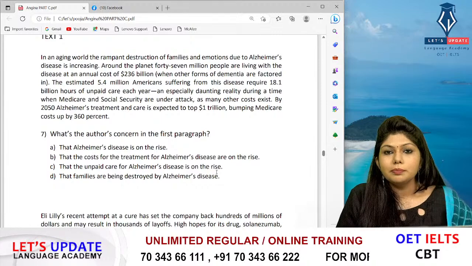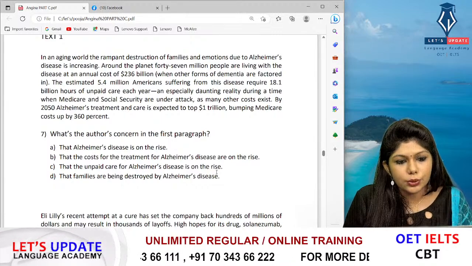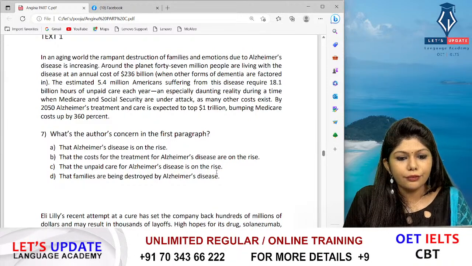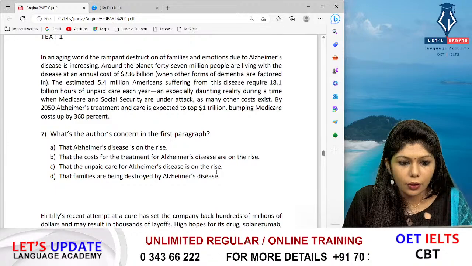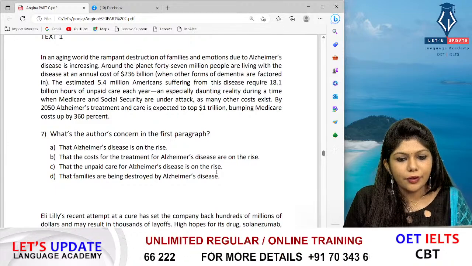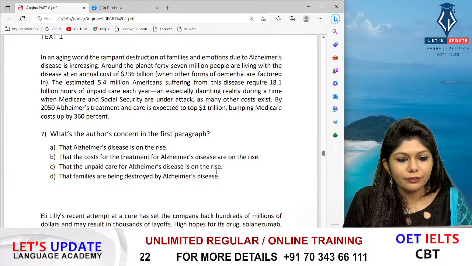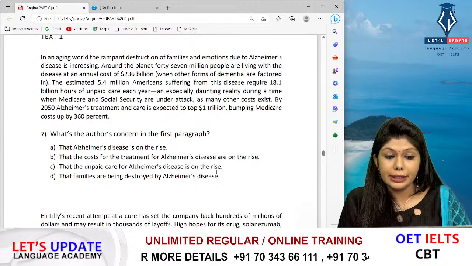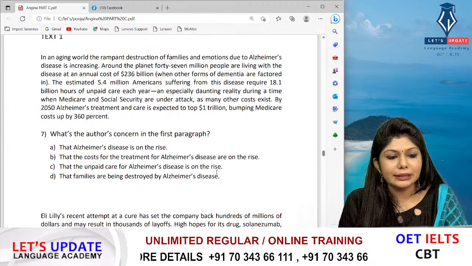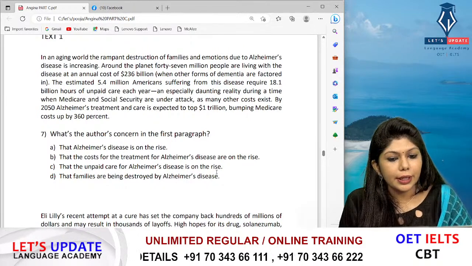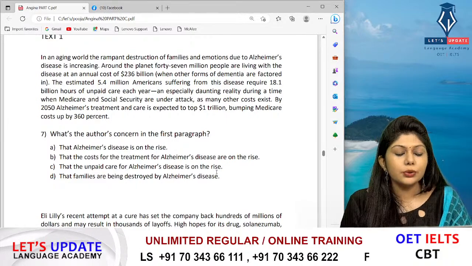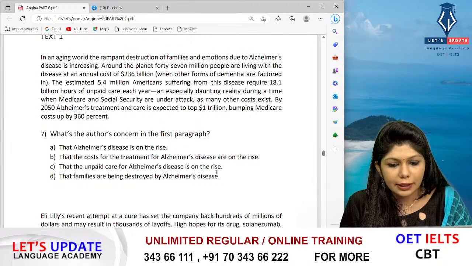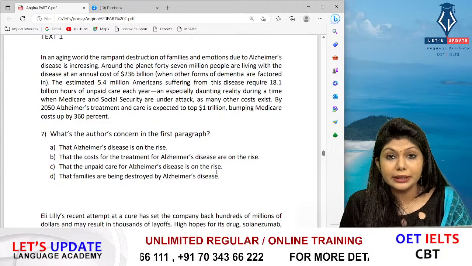Okay, so now I'll read the paragraph. In an aging world, the rampant destruction of families and emotions due to Alzheimer's disease is increasing. Around the planet, 47 million people are living with the disease at an annual cost of $236 billion when other forms of dementia are factored in. An estimated 5.4 million Americans suffering from this disease require 18.1 billion hours of unpaid care each year. An essentially daunting reality during a time when Medicare and Social Security are under attack, as many other costs exist. By 2050, Alzheimer's treatment and care is expected to top $1 trillion, bumping Medicare costs by 360%.